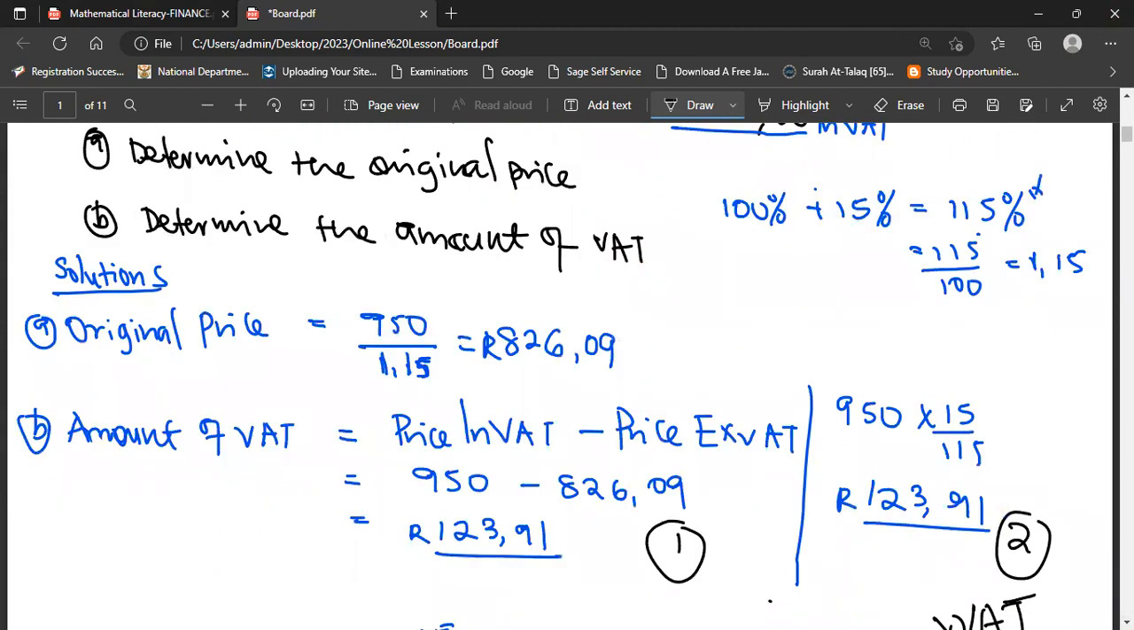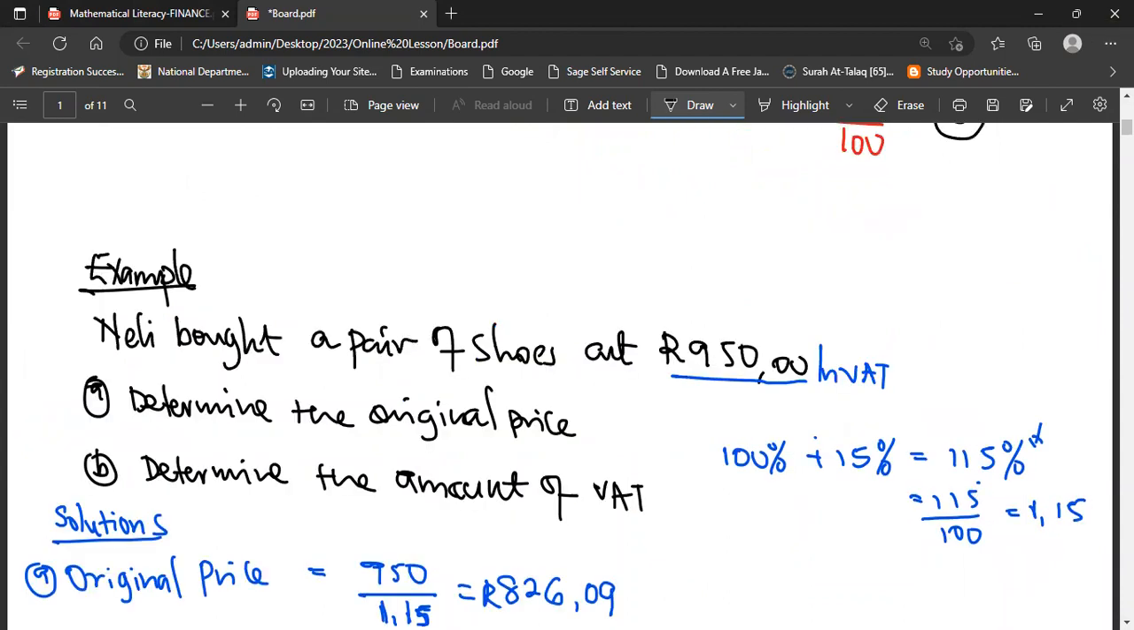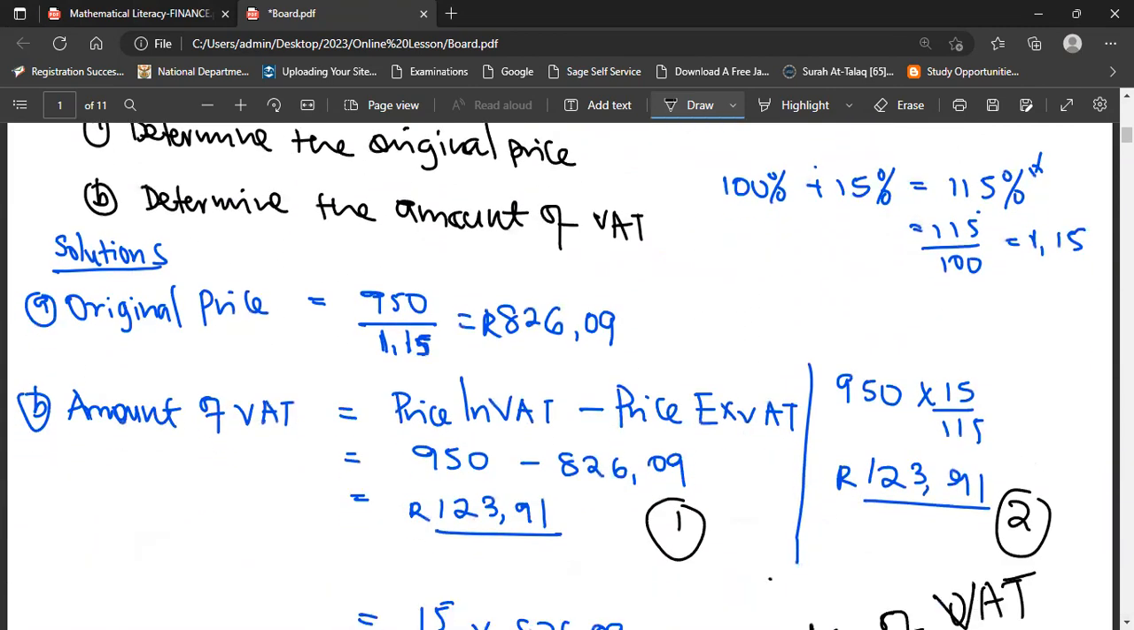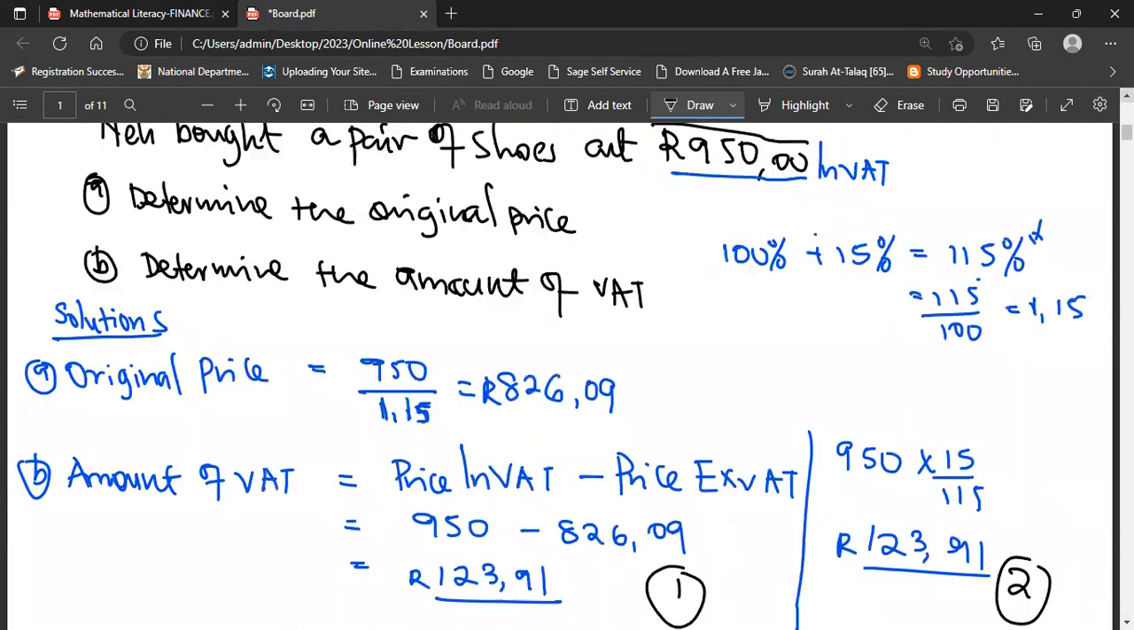An example we have here. Nelly bought a pair of shoes at 950. This price includes VAT. They're saying determine the original price. If you're to determine the original price, you take the price that you have already and divide it by 1,15. So this was the original price. This is the price that has no VAT.